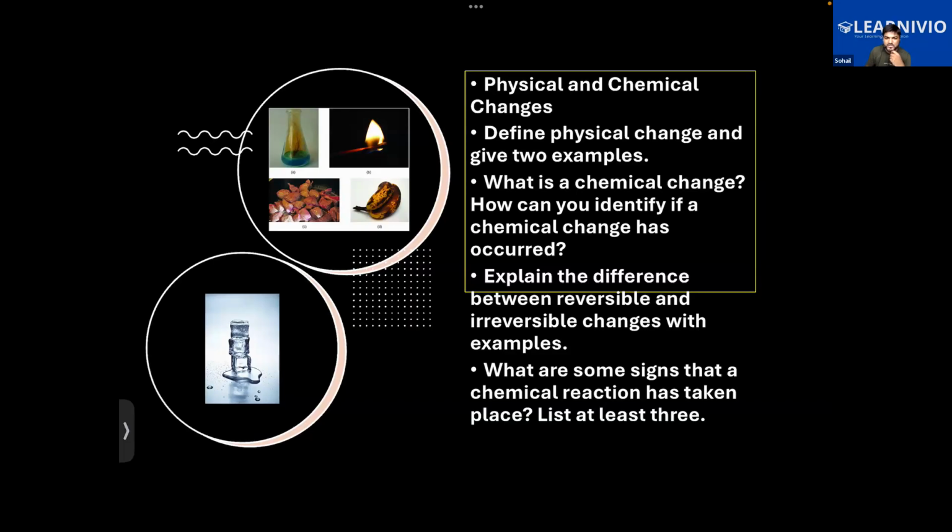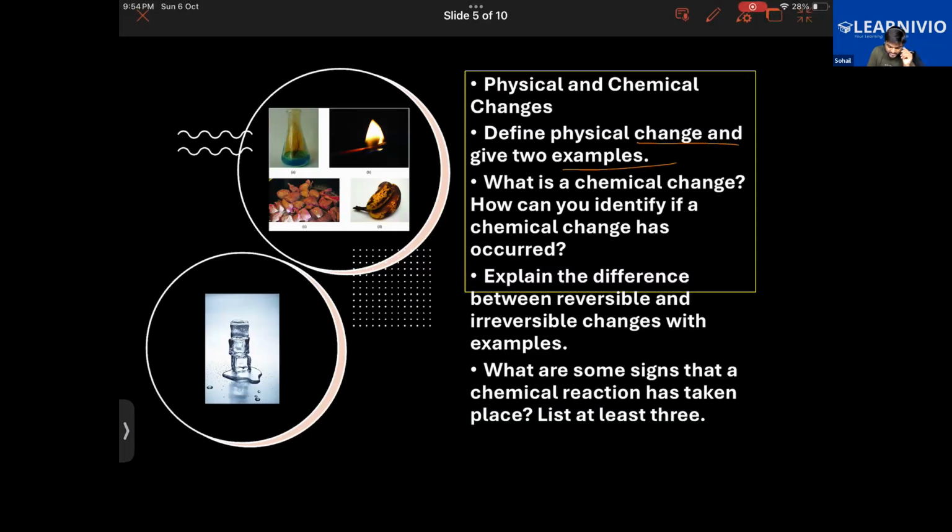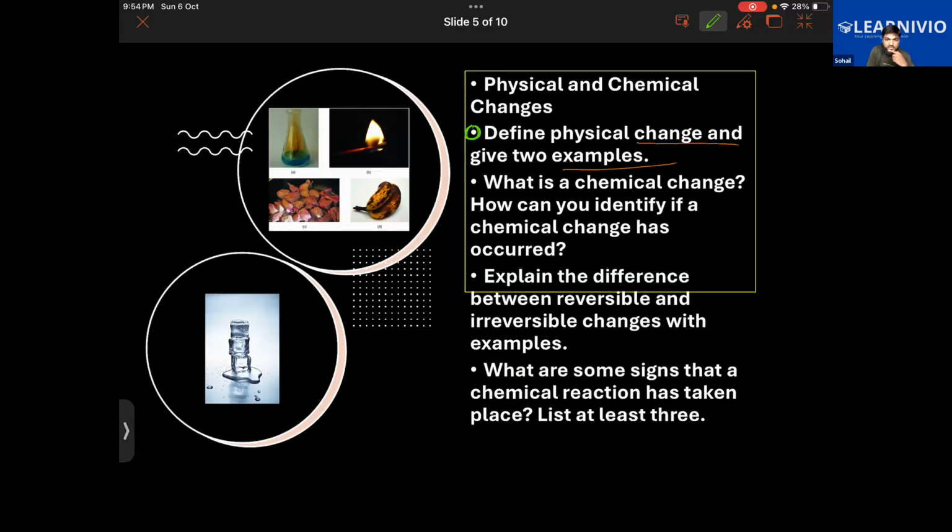Okay, then from the chapter physical and chemical changes, define physical change and give two examples. Who would like to answer this? Who would like to answer the first question? I'm going to assign the question from this slide. Okay, the first question, who would like to do this? Okay, Priyanka, you answer this.